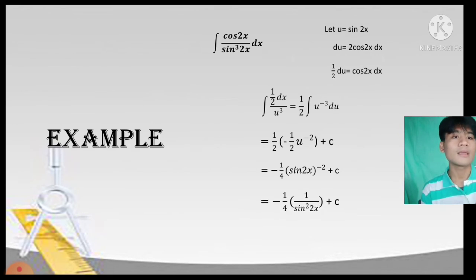So to solve it, we come up with negative 1/4 quantity of 1 all over sine squared 2x, since negative 2 is finding the reciprocal, so we come up with 1 all over sine squared 2x plus c. And then we combine terms, so we come up with negative 1 all over 4 sine squared 2x plus c as the integral of this third trigonometric function as our example.